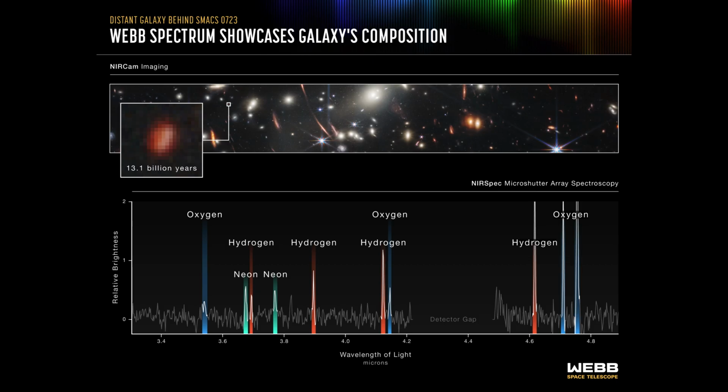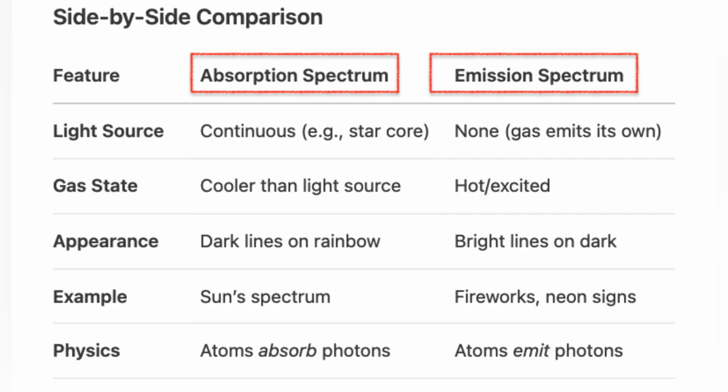Light's interplay with matter, manifested through these spectra, remains one of our most powerful tools for understanding the universe's composition and behavior. From the quantum realm to cosmic scales, absorption and emission spectra provide the vocabulary for nature's luminous language.